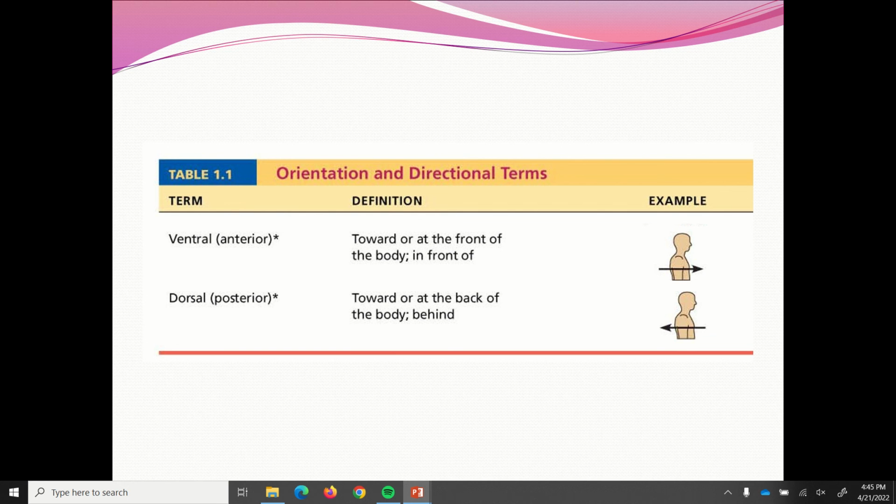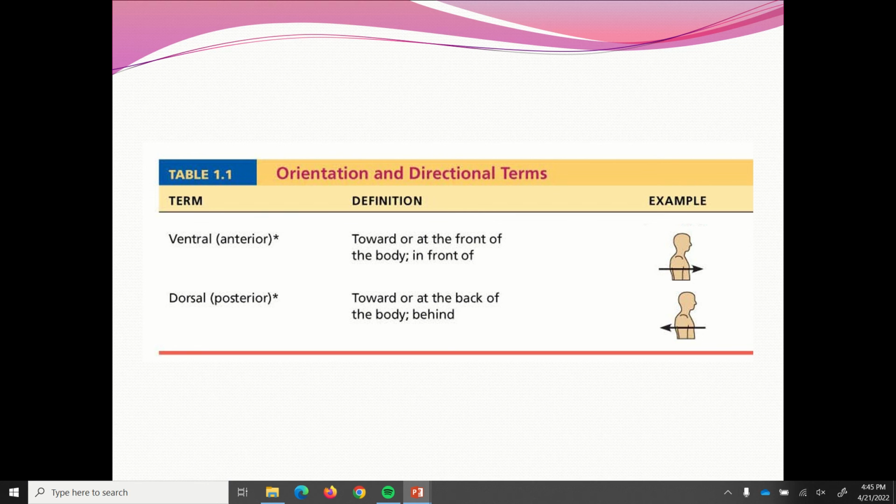Other terms are ventral and dorsal. Going hand in hand with ventral and dorsal is anterior and posterior. The reason that all four terms relate is because humans stand on two legs. So this doesn't necessarily apply to four-legged animals if you're interested in animal science. Let me further elaborate. Ventral means belly. Dorsal means back.